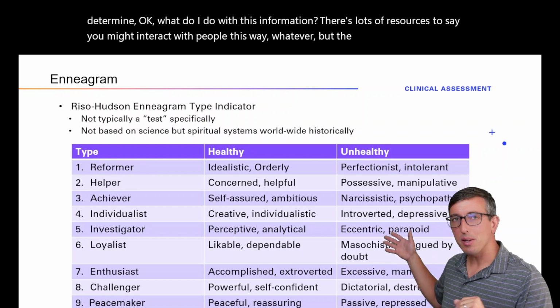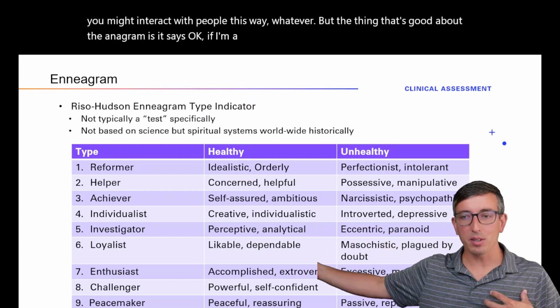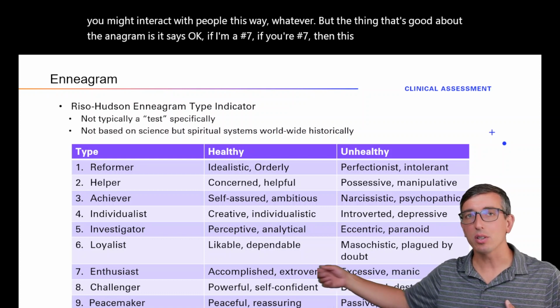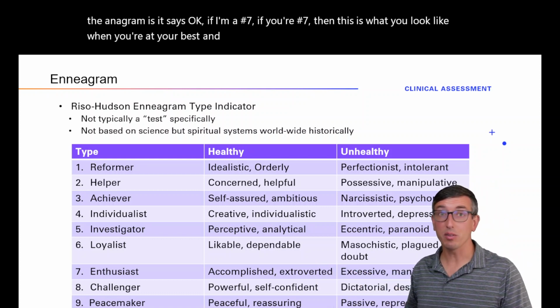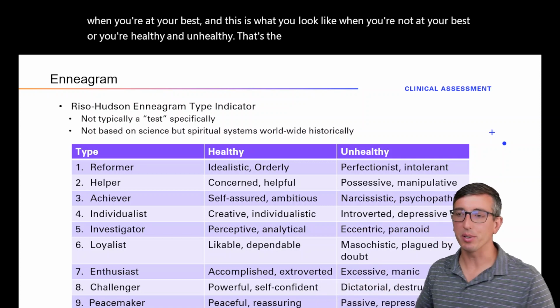But the thing that's good about the Enneagram is it says, okay, I'm a number 7. If you're number 7, then this is what you look like when you're at your best, and this is what you look like when you're not at your best, or you're healthy and unhealthy. Those are the categories I put here.